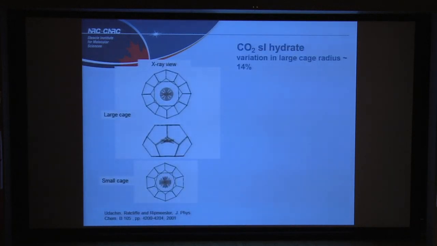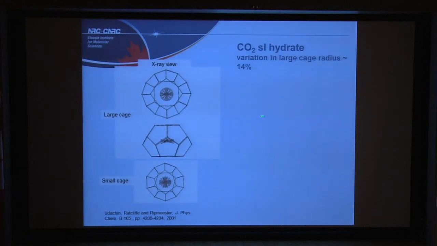So I've shown you here the results for a structure 1 CO2 hydrate, and this is in the large cage. I've lost the radius here, but the variation in the large cage radius is about 14%. Now in the models that people use, this cage is assumed to be spherical, but then you can wonder how important is this 14% asymmetry.